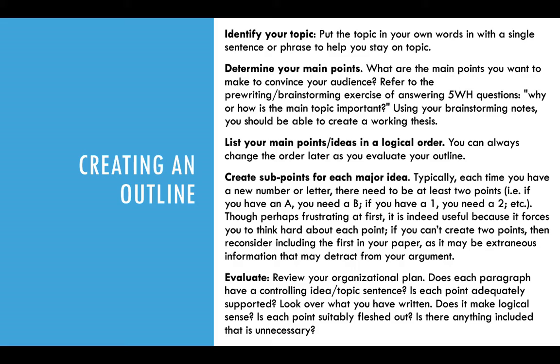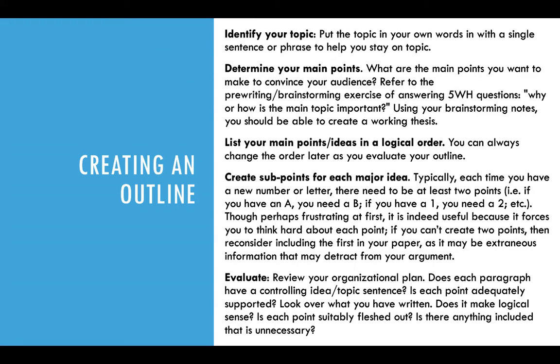So refer to pre-writing brainstorming exercises, answering the 5 W questions, the why, how, who, what, when, where, that kind of thing. Use your brainstorming notes to figure out what are those main points that you really want to cover that's going to help you create that working thesis, which, like I said, at this point, you should have pretty much nailed down. List your main points and ideas in a logical order. You can always change those later, but figure out what your logical order is going to be and go from there. And then create subpoints under each main idea.